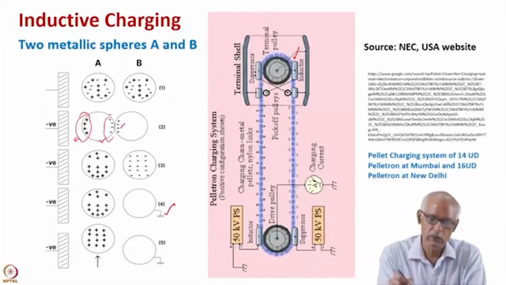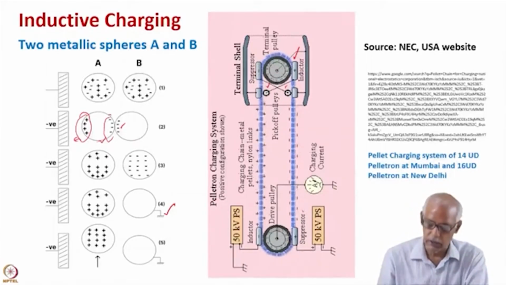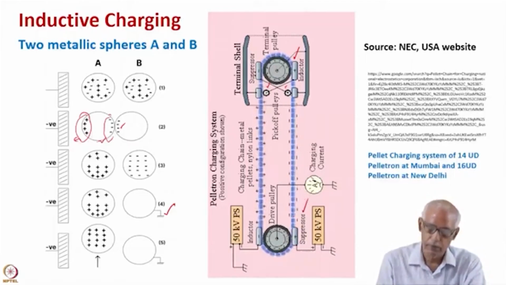The rest of the charge will go to this pulley here, and there is a suppressor which does not allow any sparking, because this second suppressor is connected to a pickup pulley here, which is picking up negative charge coming in the second one. So there are two pickup pulleys, 1 and 2, and this is the inductor and this is the suppressor. There is one more suppressor here, because this negative charge is coming down. When the pellet chain comes in contact with the pulley, there will be sparking.